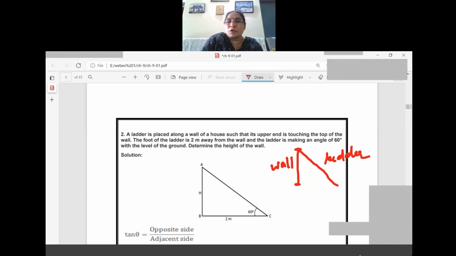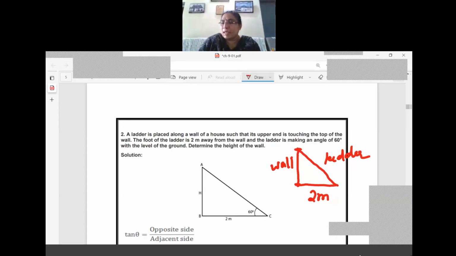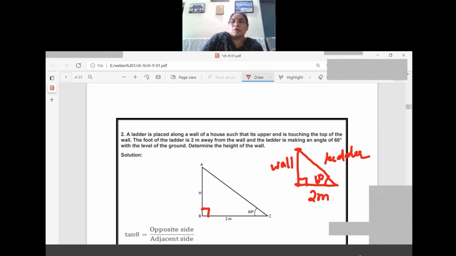And the foot of the ladder is 2 meter away from the wall. So where is the wall's foot? Here only is the foot of the wall. From there it is 2 meter. So we got a right triangle, and based on the ground this angle is 90 degree. In this type of question, don't forget to mark the 90 degree. Now it is making an angle of 60 degree. Find the height of the wall is the question. So the height of the wall is unknown to us, right?